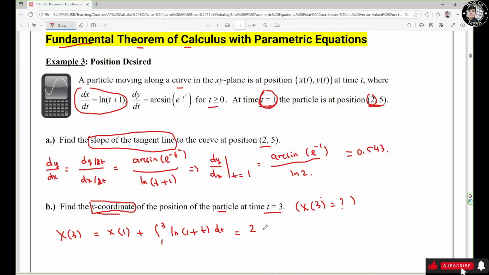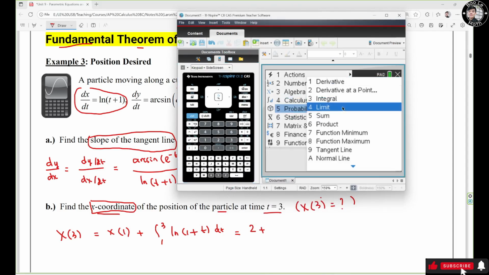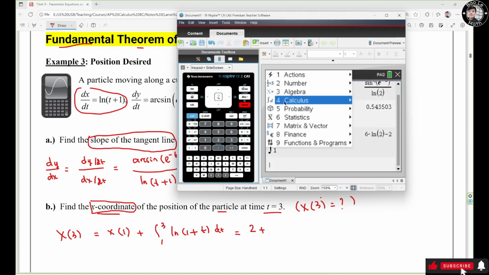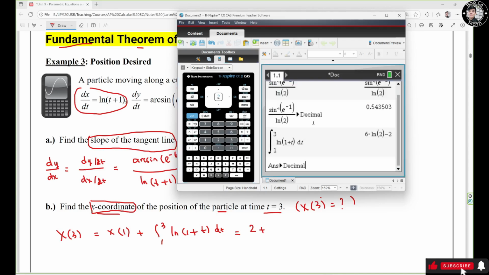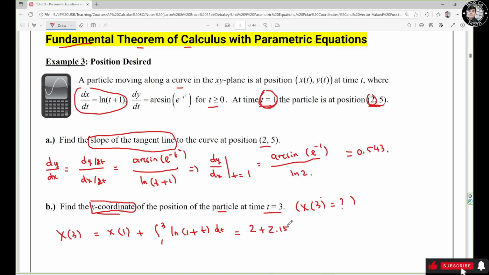So it's 2 plus, now we're going to bring up the calculator. You're going to press menu, calculus, integral from 1 to 3, and then input this function right here, natural log of 1 plus t dt, and press enter. Convert this to decimal: press menu, number, convert to decimal, press enter. The answer is 2.158. So the total is going to be 4.158.